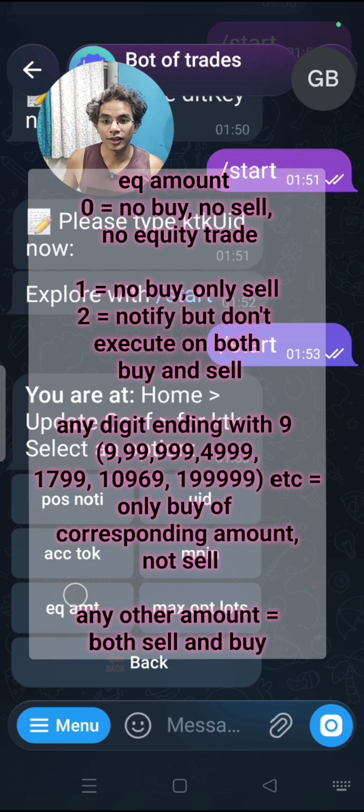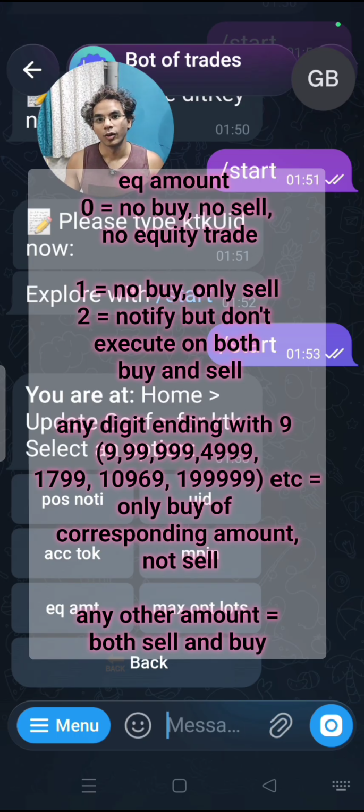Okay, there is a catch in the equity amount. If you want to do sell and buy both, then you can enter any non-zero amount, of course. If you set it to 0, then neither the buy nor the sell will happen. So if you just want to disable the equity trading, just set it to 0. By default it is 0, so by default there is no equity trading enabled. You have to manually set it to an amount to enable it. So 0 means no equity trading.